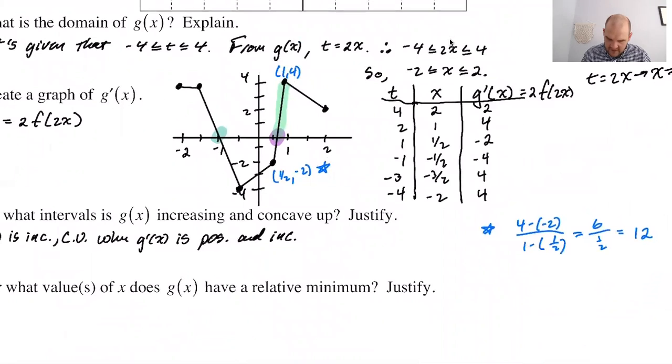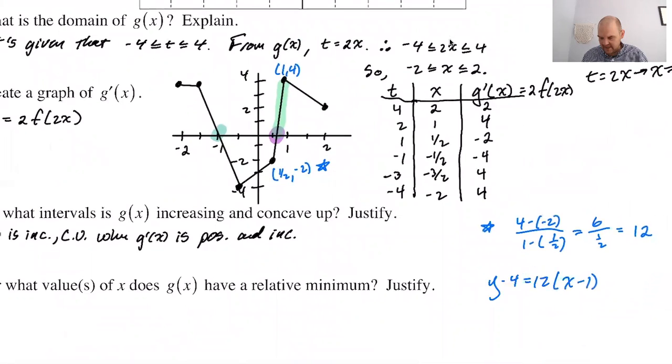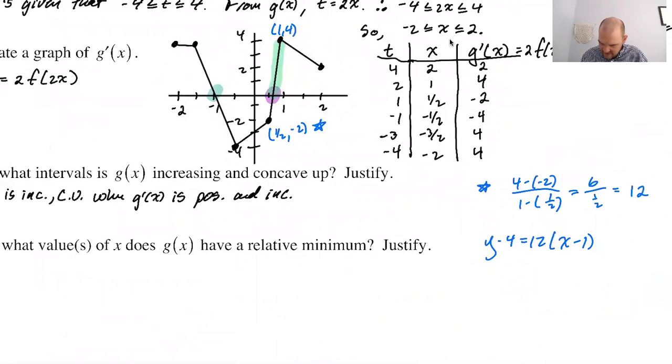So then the equation of the line would be y minus 4 is 12 times x minus 1. So then if I set that equal to 0, I'll get negative 4 is 12 times the quantity x minus 1. Negative 1/3 is x minus 1. So x is 2/3. That feels like it makes sense to me.